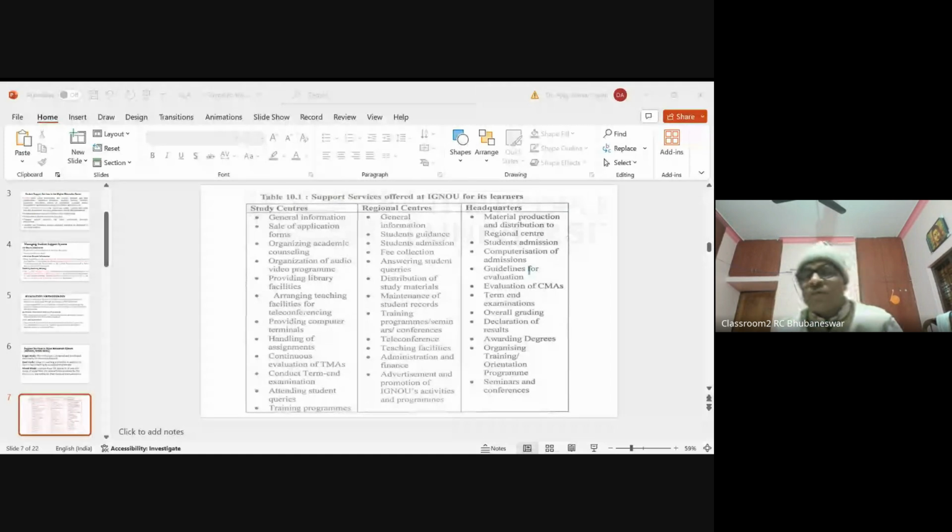Like the Panchayat Raj system in our country, which has three tiers: Gram Panchayat, Panchayat Samiti, and Zilla Parishad. Zilla Parishad is the apex, the middle is Panchayat Samiti, and Gram Panchayat is the bottom. So headquarter is the apex. The headquarter of Indira Gandhi National Open University is in New Delhi. It does activities like material production and distribution to regional centers.